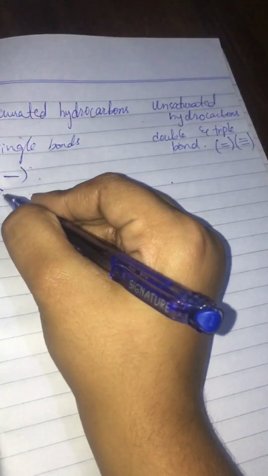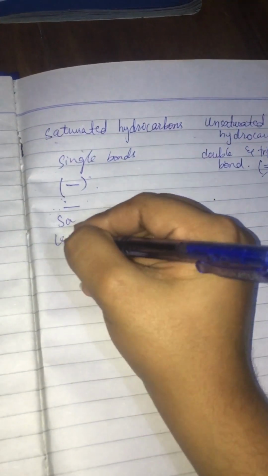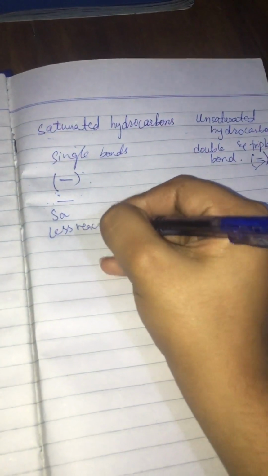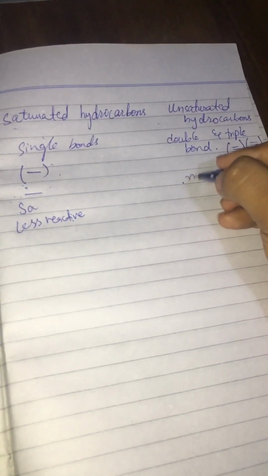In saturated hydrocarbons, the valency is fully satisfied. If we take carbon, its valency is 4, so it is fully satisfied by single bonds in saturated hydrocarbons. And in unsaturated hydrocarbons, the valency is also satisfied with double and triple bonds. So saturated hydrocarbons are less reactive, and unsaturated hydrocarbons are more reactive.